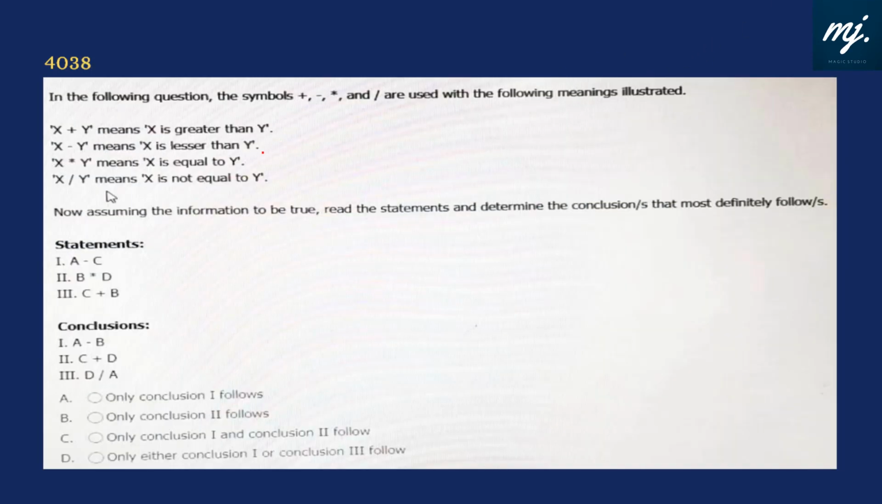Okay, one more on the same symbol trend. A minus B, minus means A is less than B. A is less than C, sorry. So if C is, suppose, 10, A is anything which is less than 10, suppose 8. A is less than C. B asterisk D, B is equal to D. B and D are the same. These are different. C plus B.